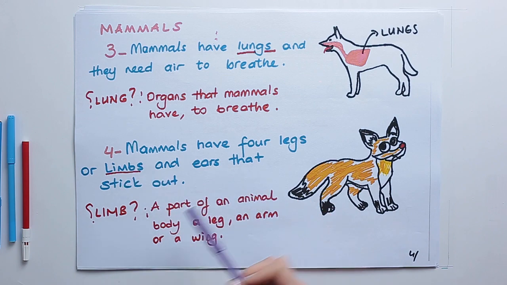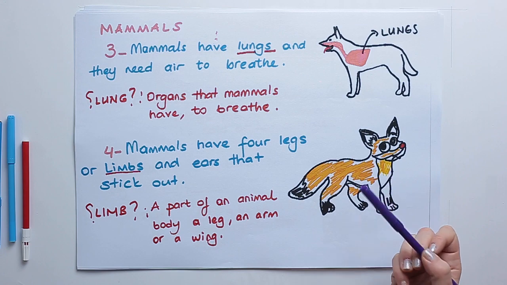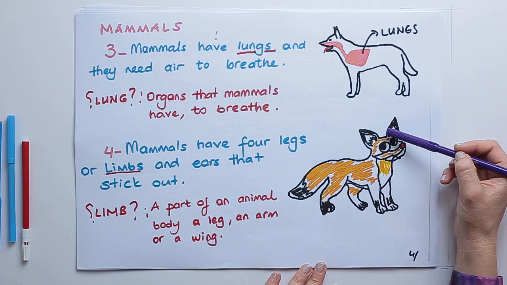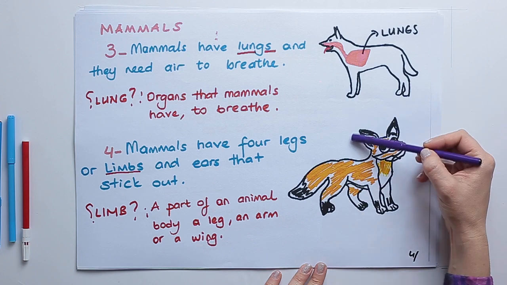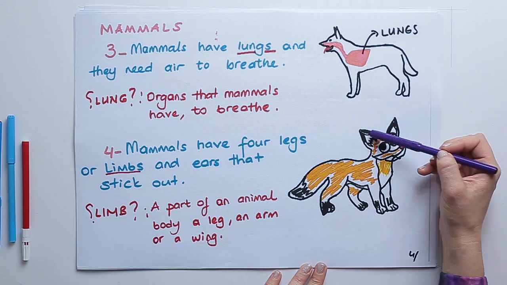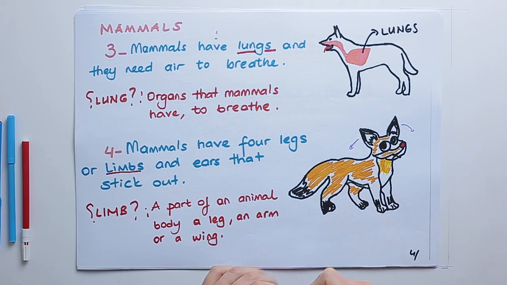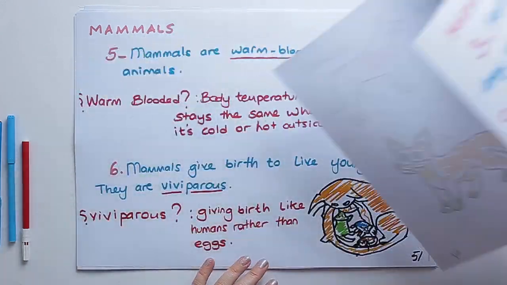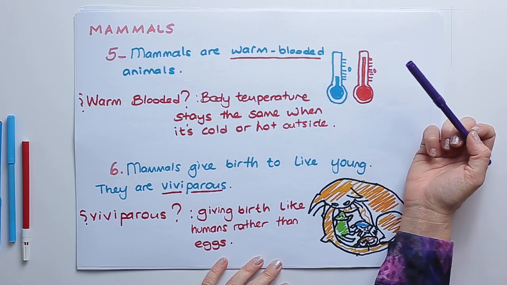So, what's a limb? A limb is a part of an animal's body, a leg, an arm, or a wing. So, as you can see, mammals have four legs and ears here that stick out. They're turning outside to hear more and better. The fifth feature is that mammals are warm-blooded animals.